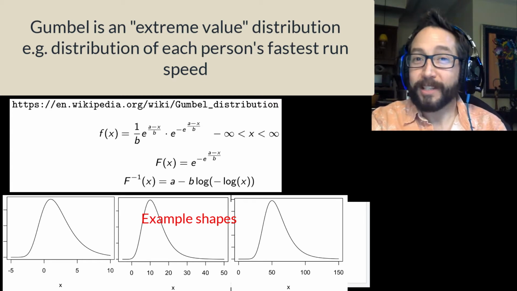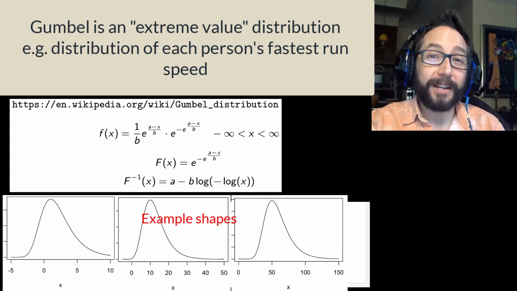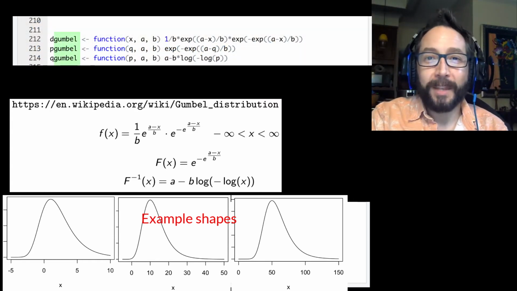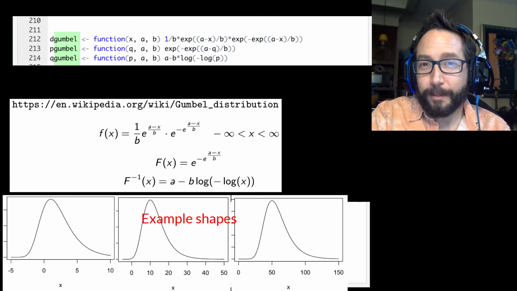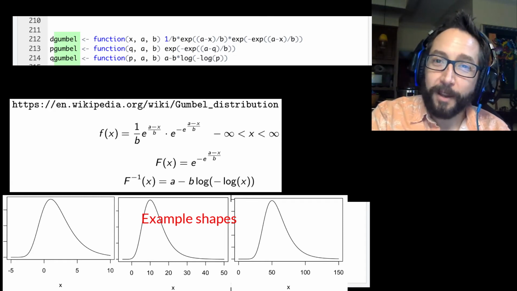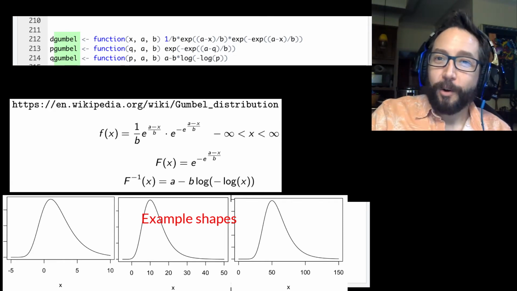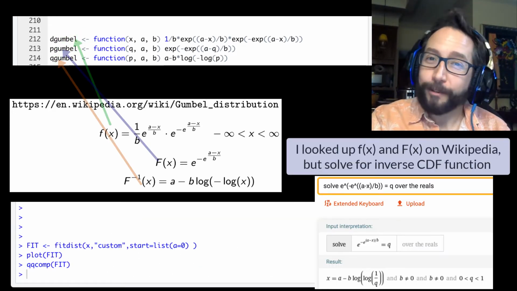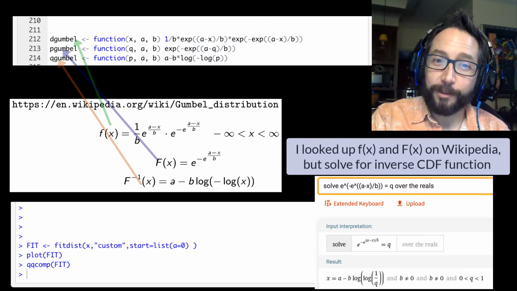This isn't in the notorious zoo, so I need to define my 3 functions. The abbreviation that I'm going to use is just Gumbel, and I'm going to define the D version, the P version, and the Q version of those functions. So all I have to do is to transcribe these formulas. After a little bit of math or looking it up on Wikipedia, I can see what those formulas are.